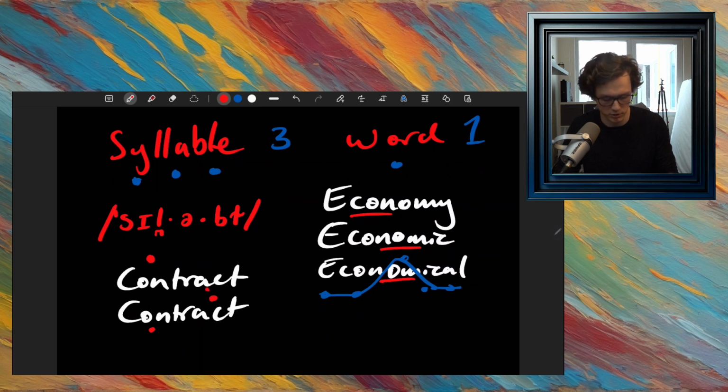Okay, my dots are confusing here, but this one's contract and this one's contract. The first one, when they have the stress at the beginning, like in contract or object, that is a thing. You're talking about a physical thing in the world. A contract is something you sign. An object is a thing you can hold. But to object is a thing you do. To contract is a thing you do. You can contract a disease, or you can object to what somebody says, right? And so that's a small rule you can keep in mind, but you really have to listen for the difference.